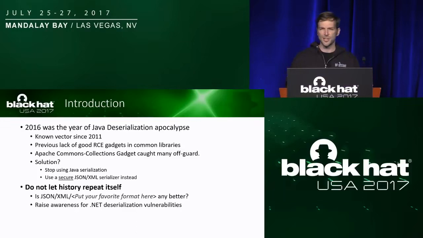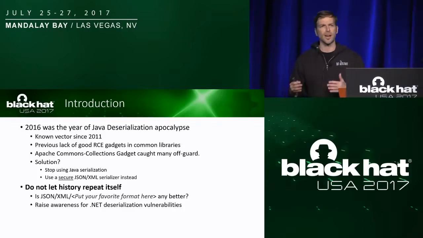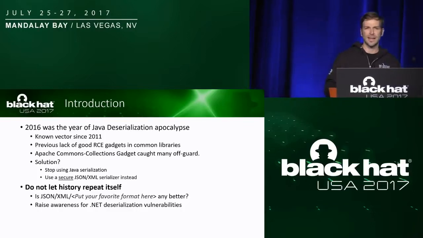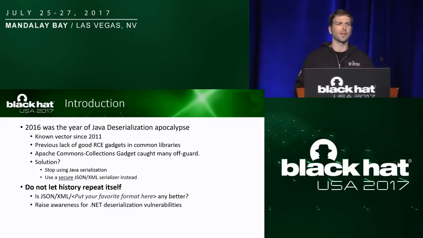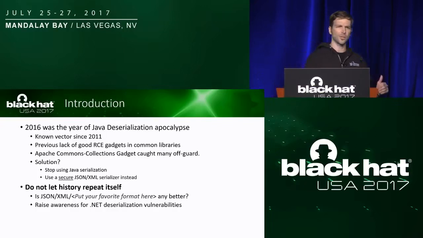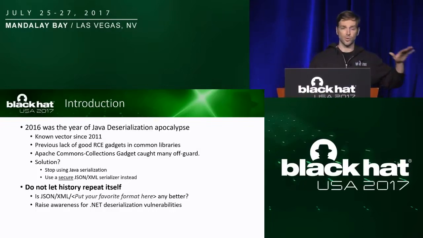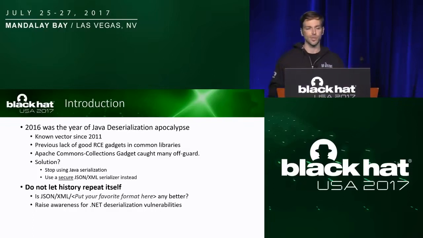2016, last year, was the year of Java deserialization attacks, right? It was a very well-known vector since 2011, but probably because of the lack of remote code execution gadgets in very popular libraries, this vulnerability got ignored by the community, and no one was actually looking for it until last year. This is also true for .NET deserialization. It's a very well-known vector, at least for the BinaryFormatter and the NetDataContractSerializer, because it was presented like 4 years ago here at this same conference by James Forshaw.